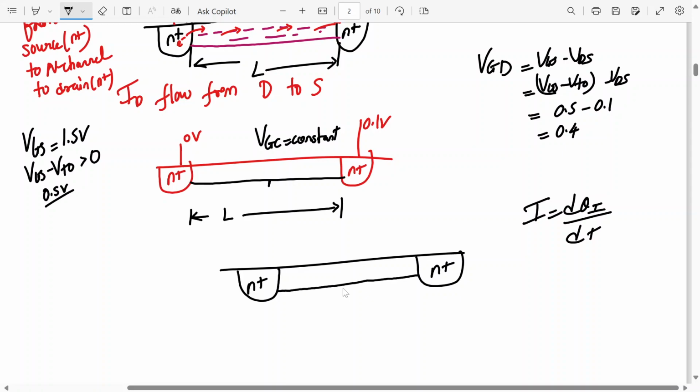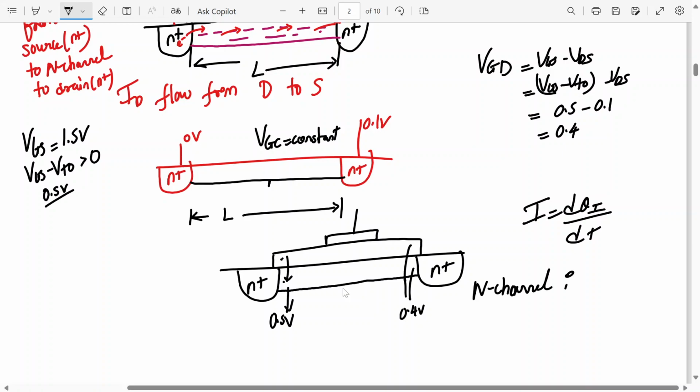This charge will be slightly less compared to this charge, because the gate to channel charge is different over here. So here the gate to channel charge is how much? 0.5. Yes, and here how much? 0.4. So that's why the N channel will be slightly tapered at the drain end.